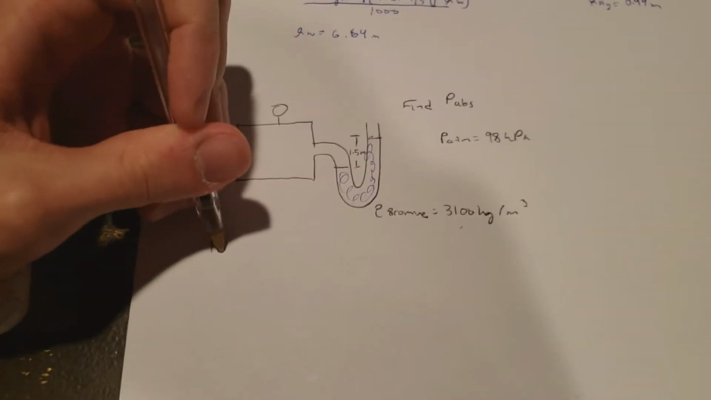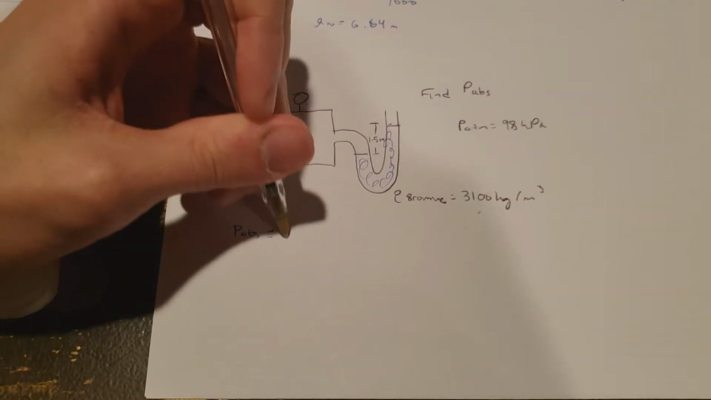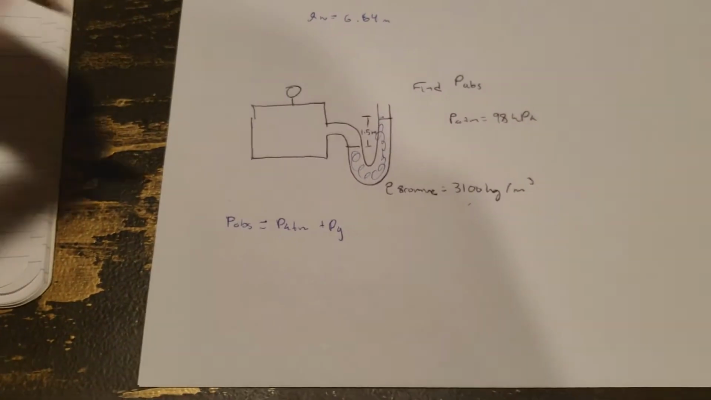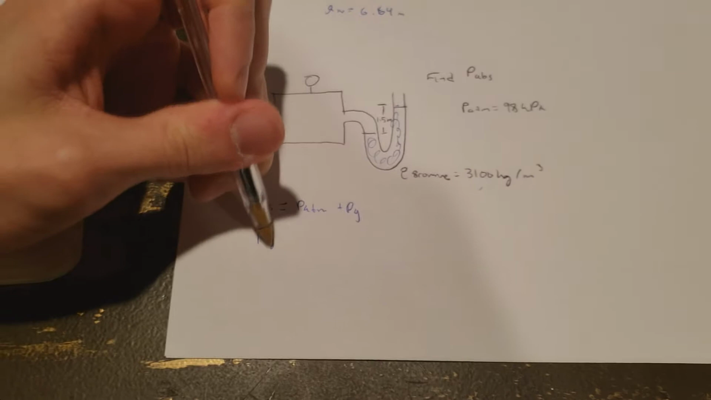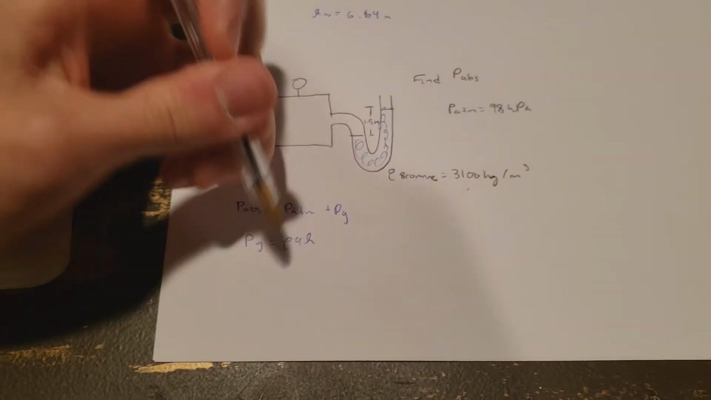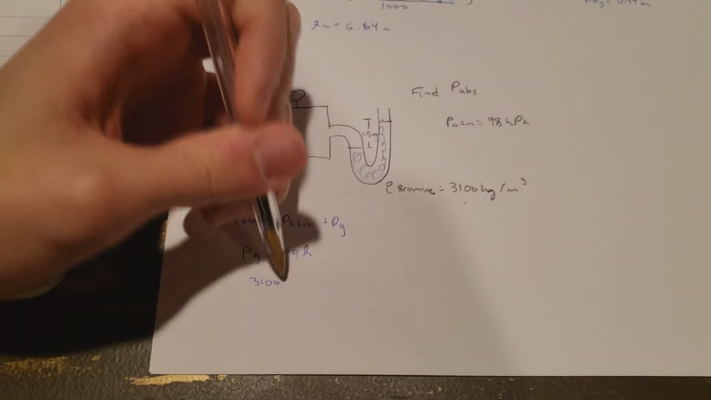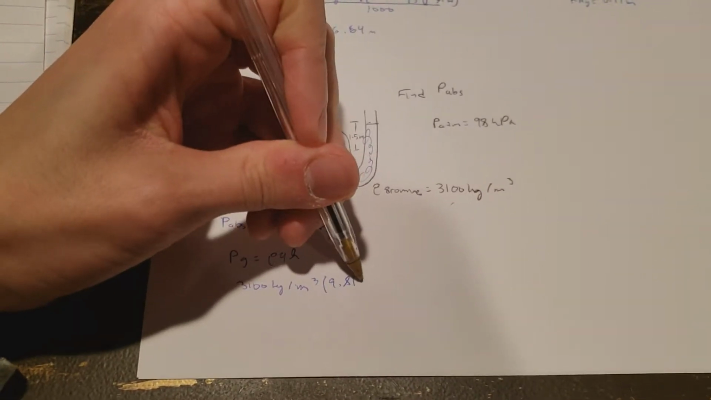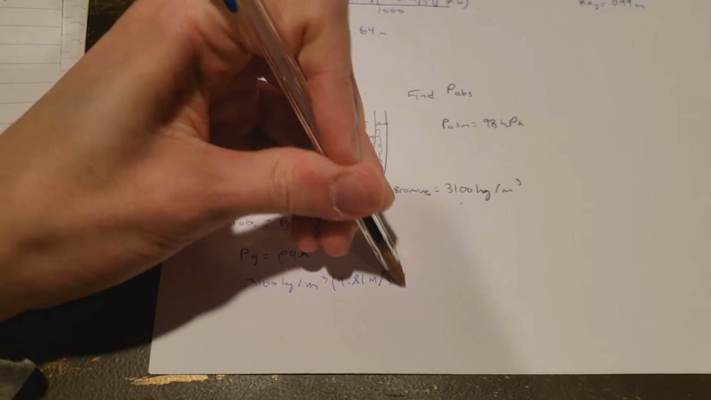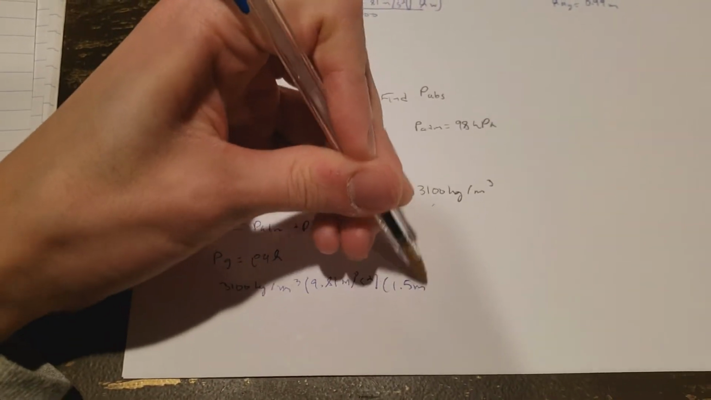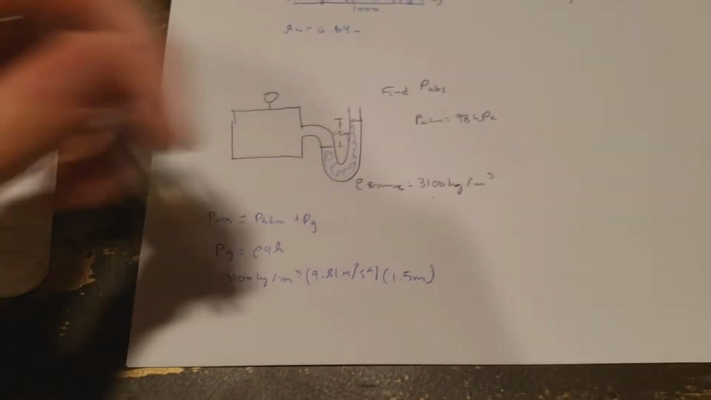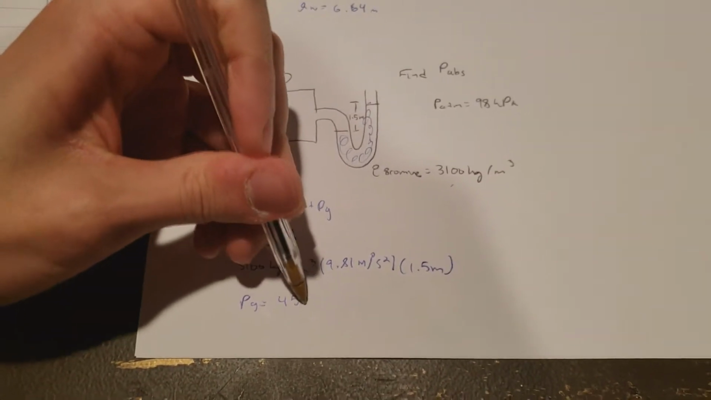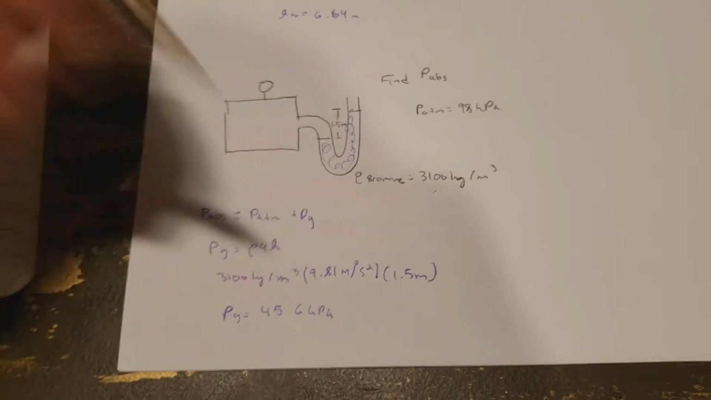So what we need to do is remember our equation. Absolute pressure is equal to atmospheric pressure plus gauge pressure. So we know that gauge pressure is equal to rho g h. So we have our density, we're going to multiply that by our gravity value. Again, sorry if I'm simplifying this a lot. I just really want to show every step. So our gauge pressure is going to be 45.6 kPa.